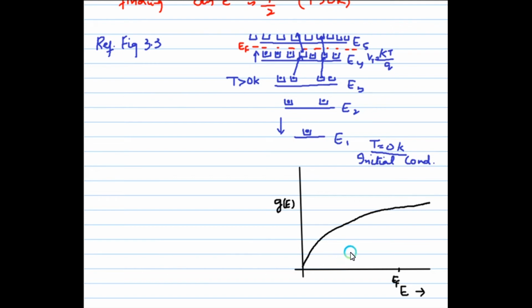Now if the energy EF lies here, what we can see is, for the temperature T equals to 0 Kelvin, what will we have? We'll have the electrons filled up to EF only. That means the electrons will be in the lowest possible state like this, and all other states which are above this, above EF, will be empty.